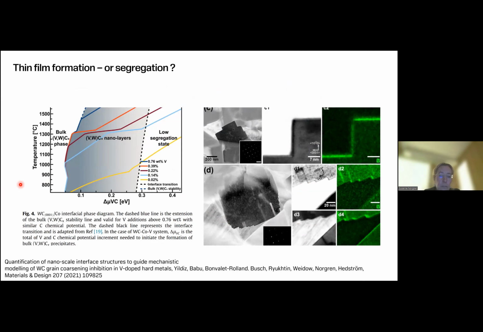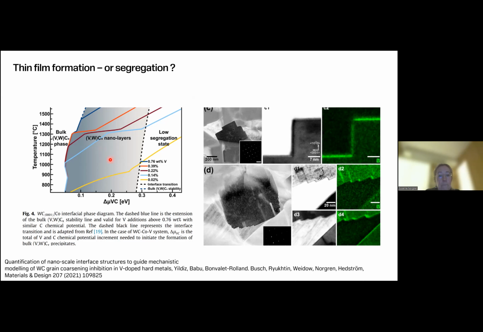Something that is also of impact, of course, is the temperature. When we do this, we constructed something called interfacial phase diagrams, combining the ab initio calculations with thermodynamics, because the ab initio calculations show that you could have this layer of vanadium carbide, for instance, even at levels of vanadium that were lower than the solubility limit in the phase diagram. And then by combining ab initio calculations with thermodynamics, we could predict when we would have the layers and when we wouldn't have the layers.